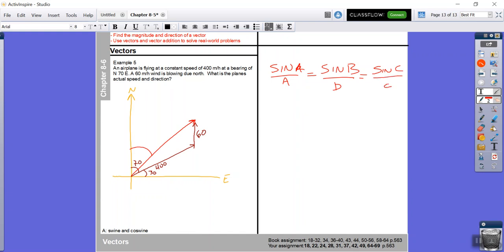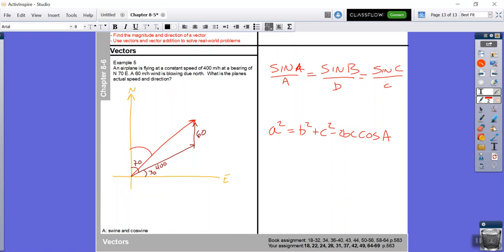And the law of cosines is going to say that, well, let's say we have a squared is equal to b squared plus c squared minus 2bc times the cosine of a. All right, so we have these two tools to work with.